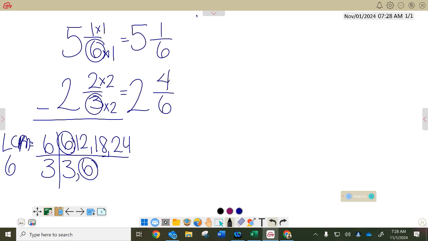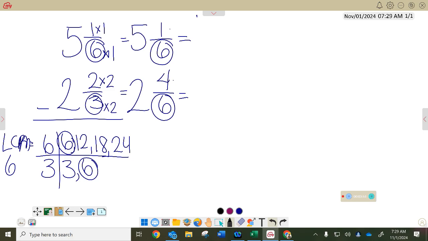All right, so now we have those common denominators, and we can start our subtraction. But if you look, we're trying to subtract 4 from 1, and we cannot do that. So we have to regroup. This time to regroup, we're going to change our mixed number into an improper fraction, and you'll see how that allows you to be able to regroup.